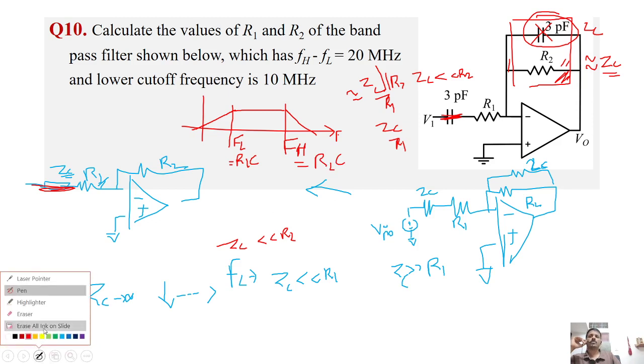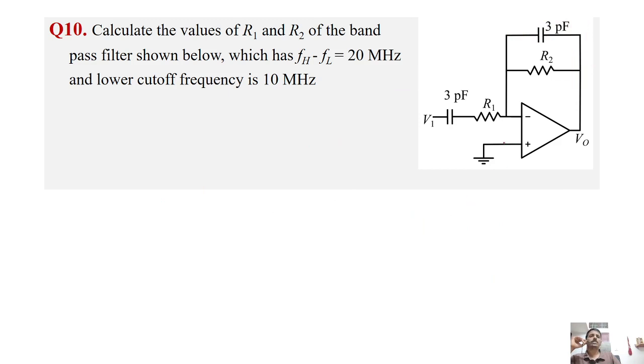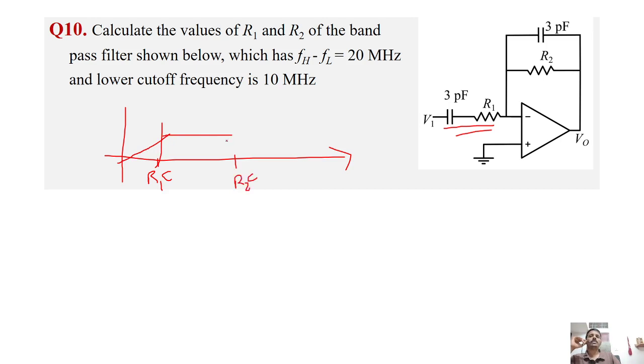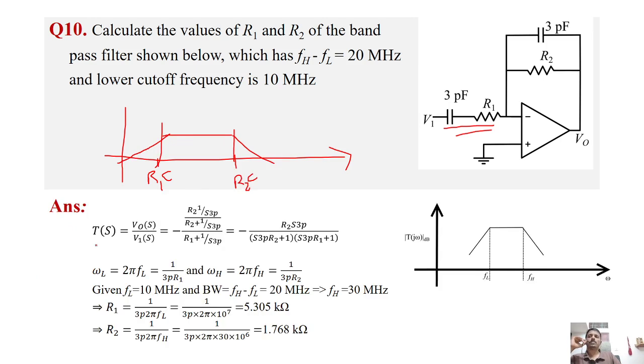We were determining which resistance results in the lower cutoff frequency and which in the higher cutoff frequency. So which resistance and capacitor? This R1 and the capacitor C will result in the lower cutoff frequency, and R2 and C will result in the higher cutoff frequency. In the transfer function that we derived, T of S equals this term.